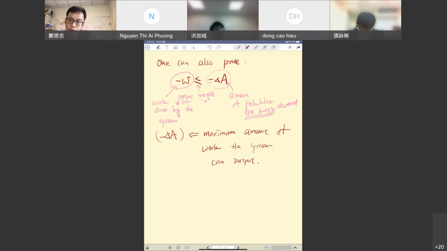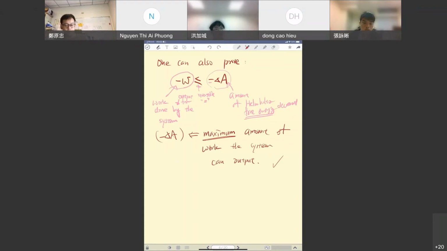Okay, so this is the maximum. So the decrease of free energy can be put into use, put into work, but there's a limit there. You cannot perform work more than this. That's the key.